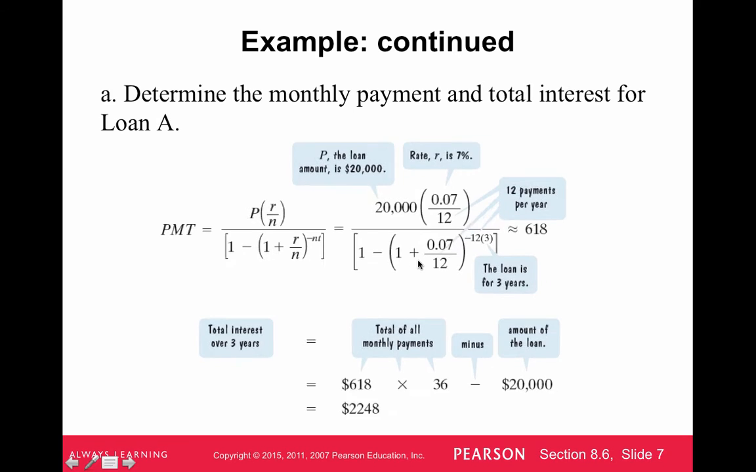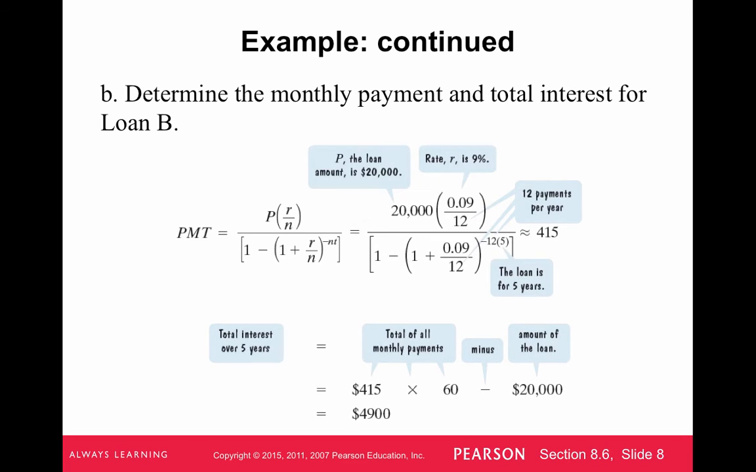This is part B, determine the monthly payment and total interest for loan B. They type this in and get a payment of $415. Remember, this is over a period of 5 years with a higher interest rate. So you'll see that actually compared to the previous one, the payment is lower. The monthly payment is lower, which appeals to a lot of people. Ooh, lower monthly payment of $415.